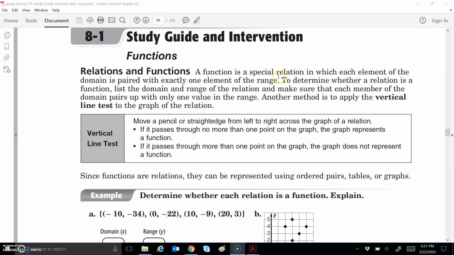Alright, now domain and range. Domain is a list of all the x values. Okay? The range is a list of all our y values.